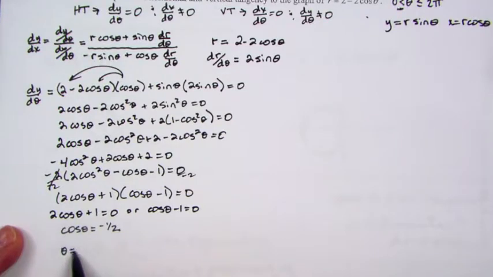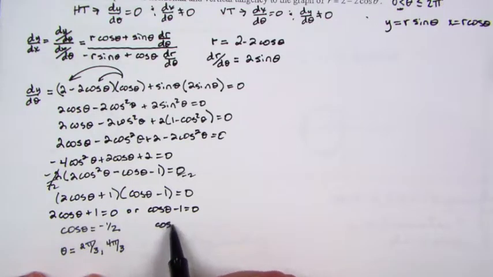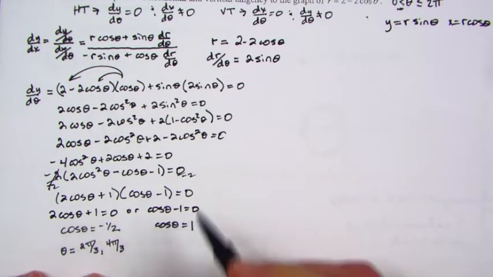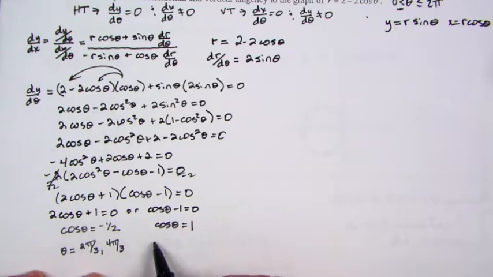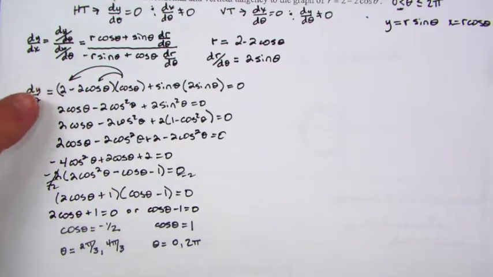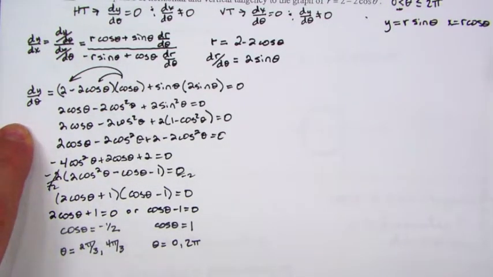So now I'm looking for where cosine theta is negative 1/2, and on that interval 0 to 2 pi, that would be at theta is equal to 2 pi thirds and 4 pi thirds. Or I'm looking for where cosine theta is equal to 1, and that would occur at theta equals 0 and 2 pi. Okay, so these are all the values of theta that would make dy d theta equal to 0.